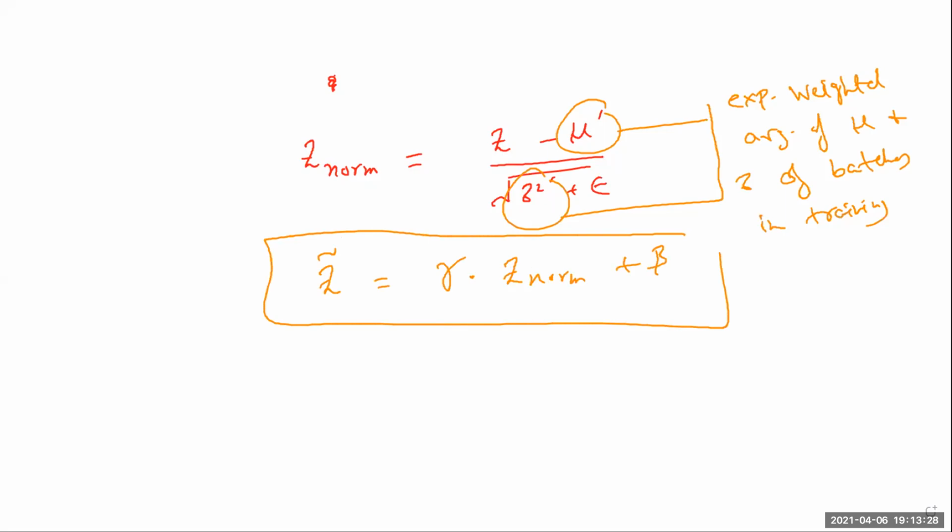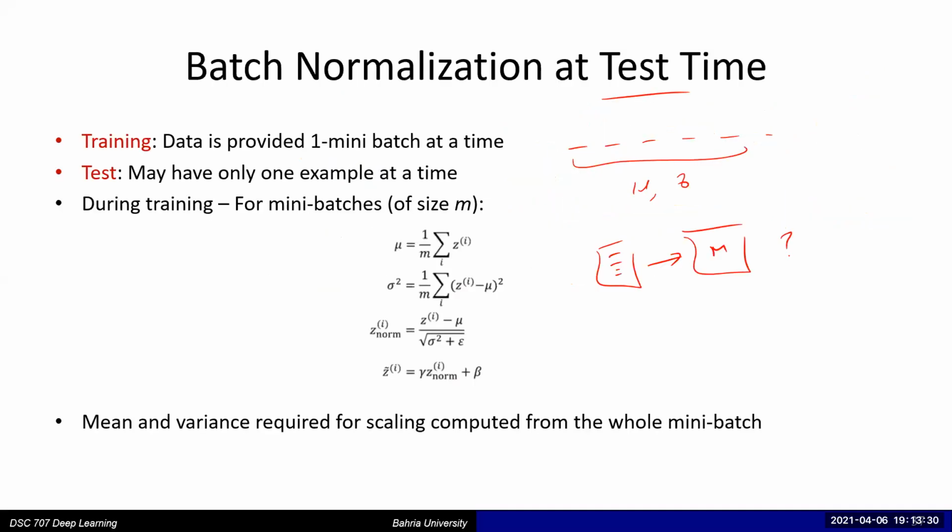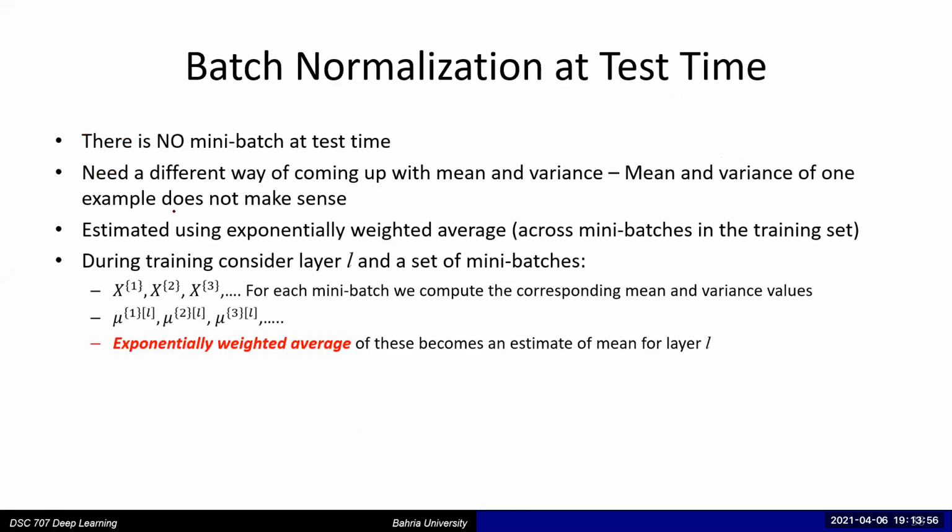So let's just go back and see here. This is basically what we are trying to discuss, that at training time you have mini batches, so you can compute mean and variance, and you can normalize each training example. Here you see i, why? Because you have multiple training examples. So you normalize each training example by subtracting the mean, dividing by the variance, and then you scale by gamma and add beta, right? All this was possible at training time. When you are at test time, there is no mini batch, right? So that's why we need a different way of finding the mean and variance so that we can normalize the example at test time as well.